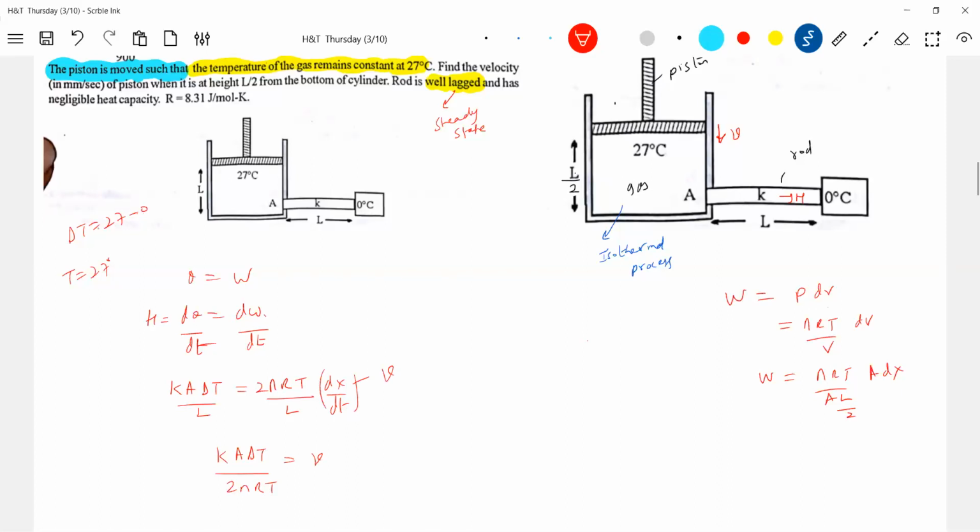Fine. So the heat generated in the gas will be transferred by the rod, since it is in a steady state. What happens if I accelerate the piston? Then dQ by dt will not be constant, so H will not be constant, and the power flowing through the rod will not be constant. So only at steady state are we able to write this equation. If H varies, then dH by dt will come if I accelerate.